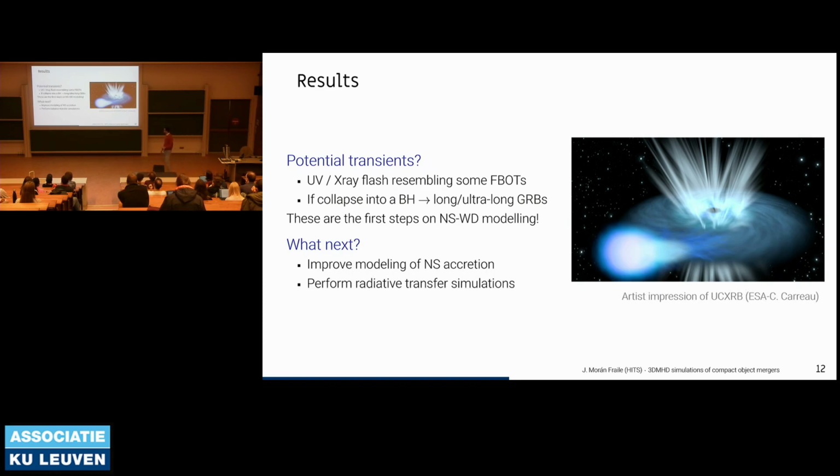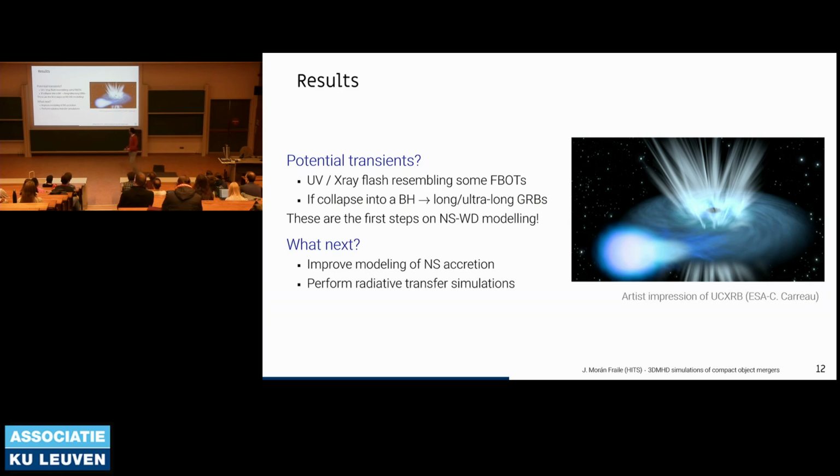Just based on the hydrodynamics that we have performed, some of my colleagues have speculated that this should give rise to some ultraviolet X-ray flashes resembling some fast blue optical transients. But at the same time, we're not modeling the neutron star, so we don't know exactly how much mass is accreted into it. And if it accretes into a black hole, the velocity of the jet will skyrocket, and this will potentially give rise to ultra-long GRBs.